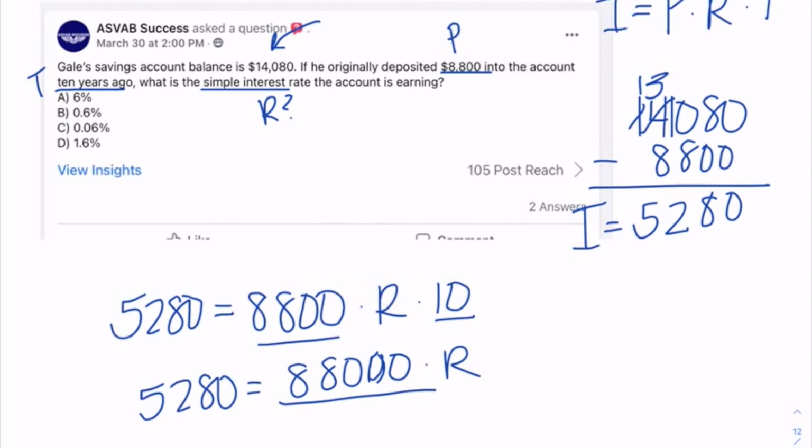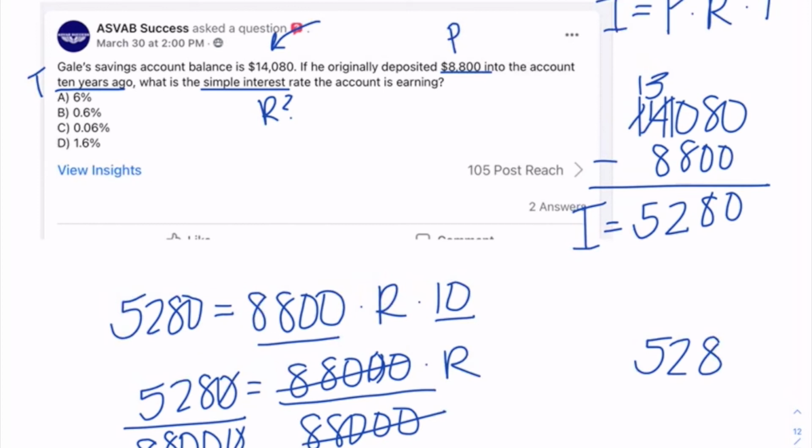And now, because this is multiplied to the r, I'm going to divide it. Okay, this cancels out. I can eliminate a 0 here. And now I'm going to do 528 divided by 8,800. So obviously, this is going to give me a decimal because it's a lot bigger than the other one. So then we're going to do 0. So 8,800 goes into 528 0 times.